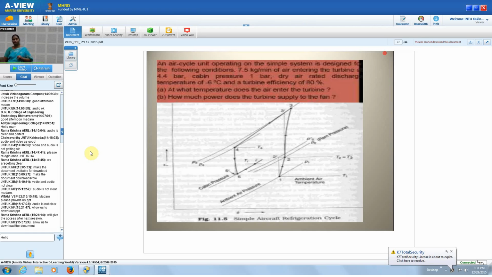First again read the problem. What are the data given? What you have to find out? Turbine efficiency is given as 80%. The mass flow rate is given as 7.5 kg per minute. The turbine pressure is given as 4.4 bar, and the cabin pressure is given as 1 bar. The discharge temperature of the turbine is minus 6 degrees.